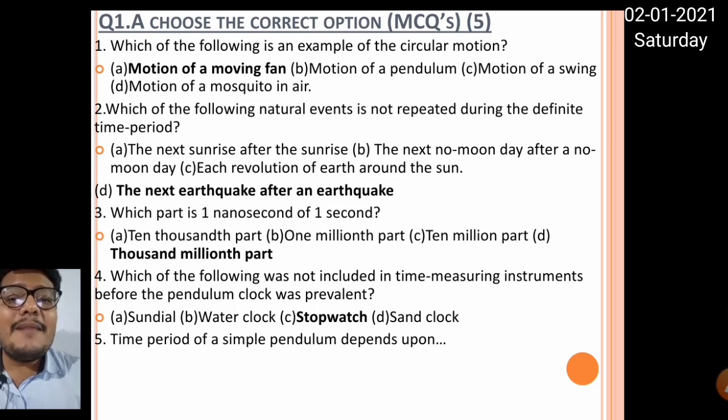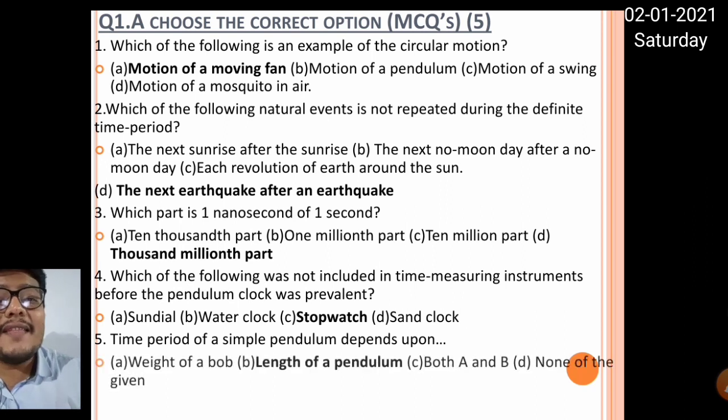Number 5. Time period of a simple pendulum depends upon. The time period for the simple pendulum, in one word answer, you have already seen that it depends on the length of the pendulum. Length of the pendulum means the thread that is connected with the bob. That is your length of the pendulum.